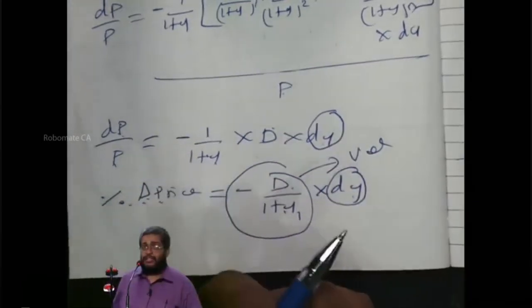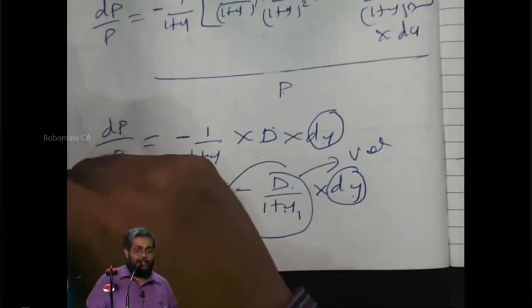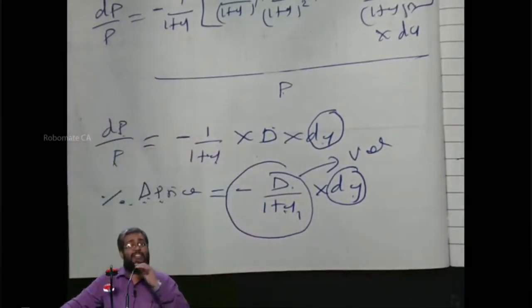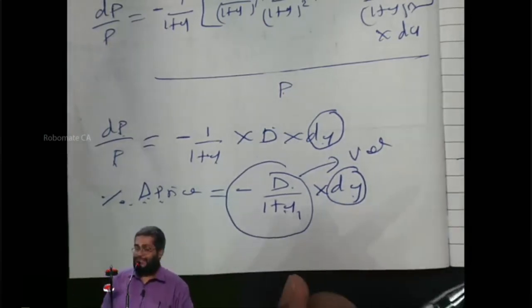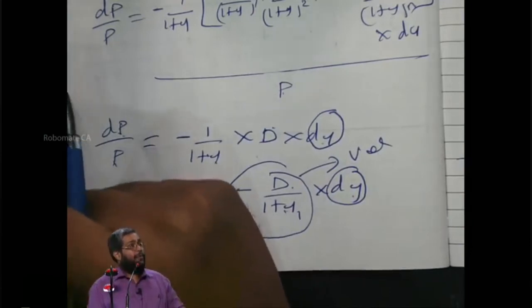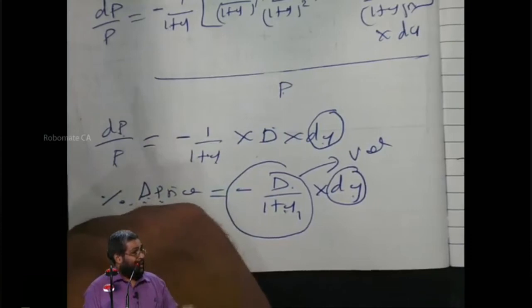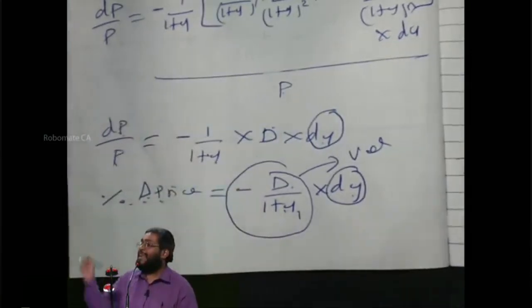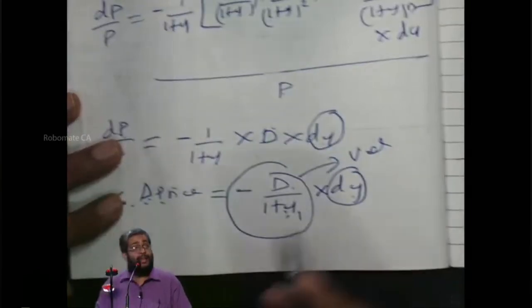Now, that means when I say volatility is 3%, I say that when the yield changes by 1%, the bond price changes by 3%. But the 3% I am assuming as a constant. Isn't it correct? Suppose at 18% this may be the volatility, yes or no? But at 18.1% the volatility changes, because the volatility also depends on the YTM. Any questions?